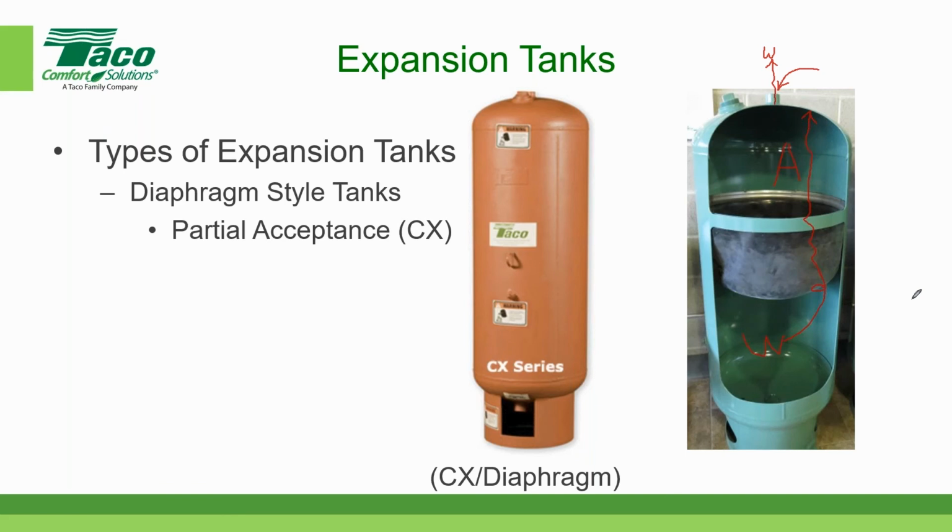So cost becomes a major concern in all mechanical systems. The most expensive is full acceptance, the middle cost is partial acceptance, and the least costly are the partial acceptance diaphragm style tanks. Actually, the plain steel tanks are the least expensive, but they have their own set of issues, which we'll talk about if we have some time at the end.